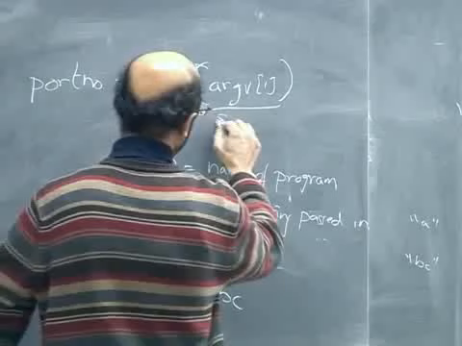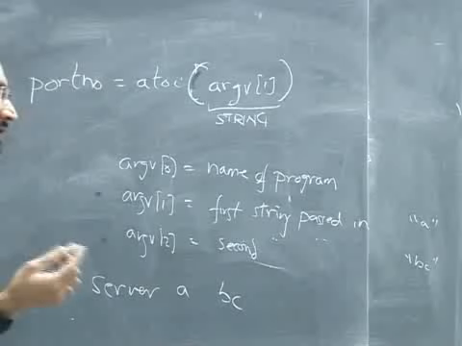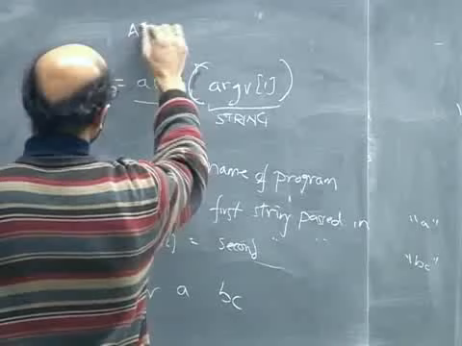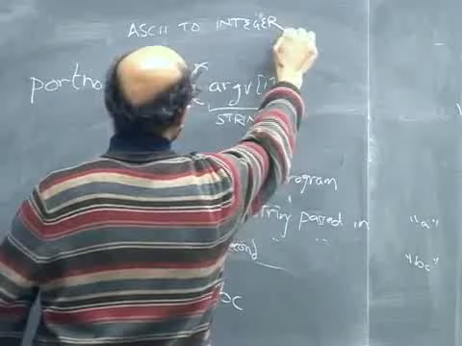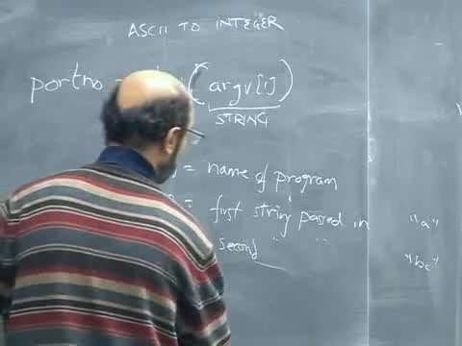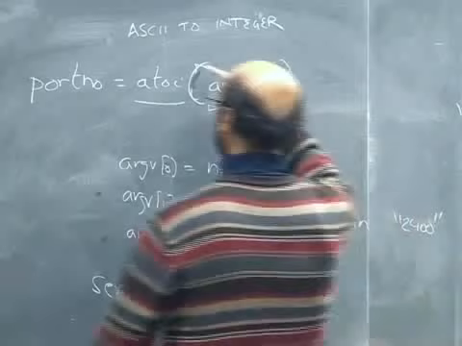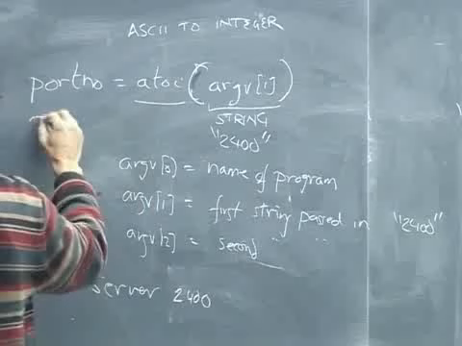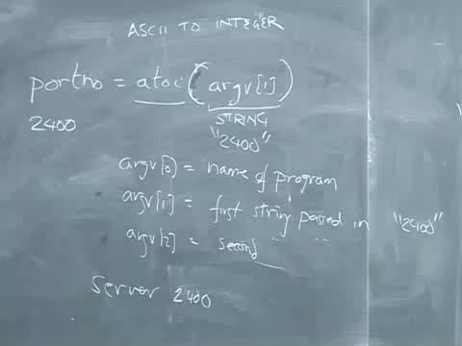But remember, we want a number. We want the port number, like 20 or 84 or 2000. So atoi stands for ASCII to integer. It's taking that string, let's say in this case, if I say server and I give it 2400, then I'm going to get the string 2400, and this is going to be 2400, the integer, because atoi converts the string into an integer. And that's atoi for you. So that's why we need it.